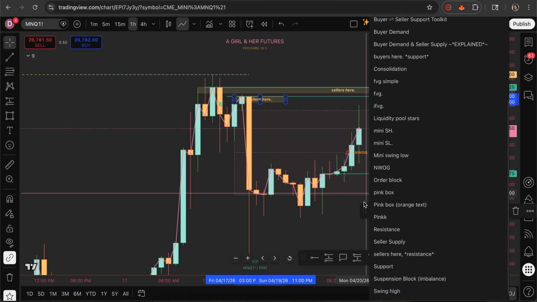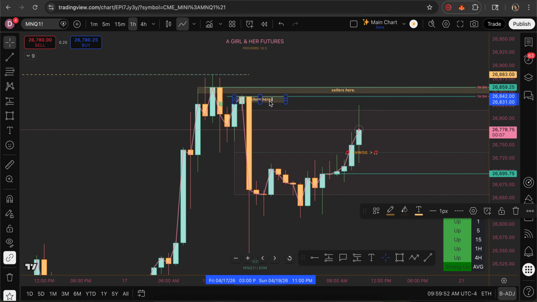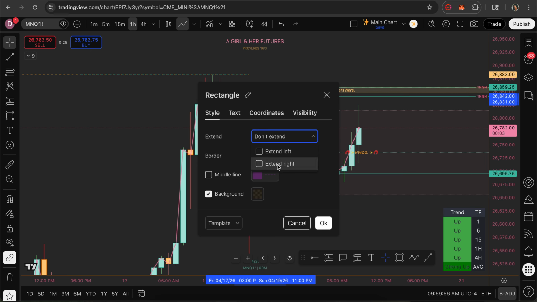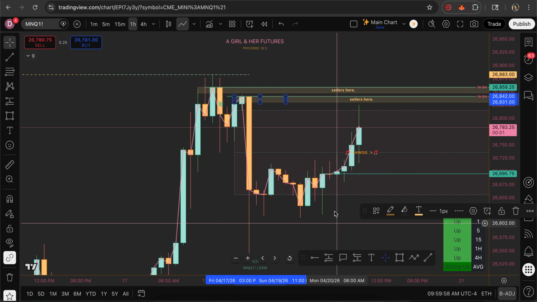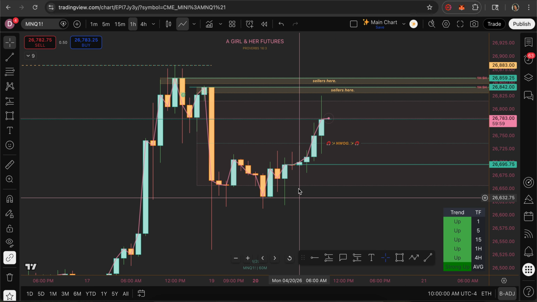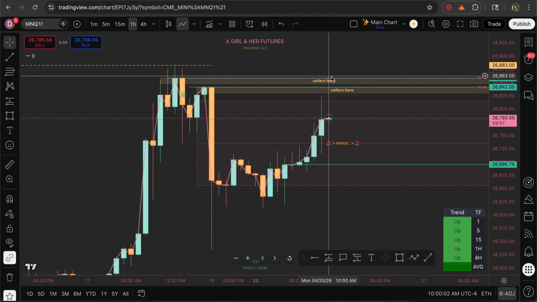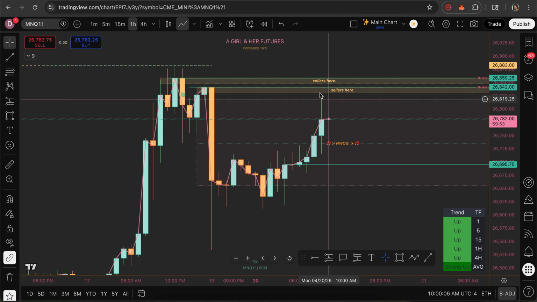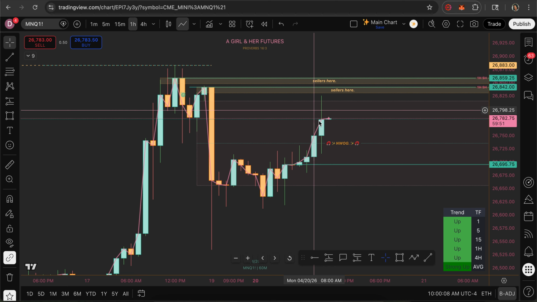All right. Oh, let me see. I'm supposed to be doing this. I want to extend to the right. Okay. And so then this is the other thing as well. I have these two levels marked off, but see how we have this huge wick here? So it's already signaling to me that there is selling pressure here at this high.